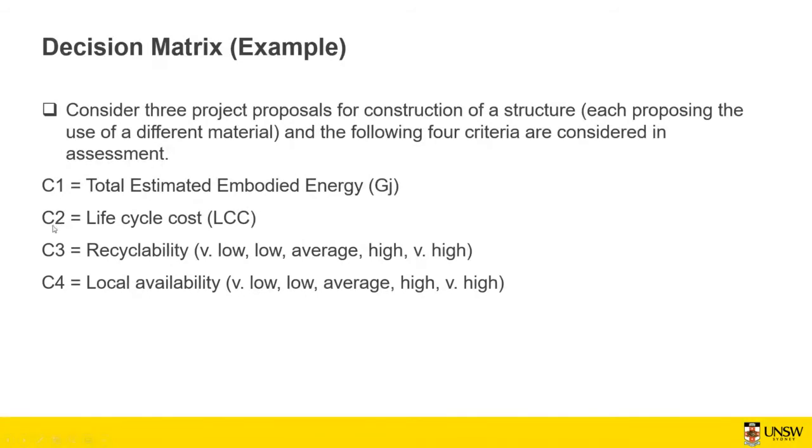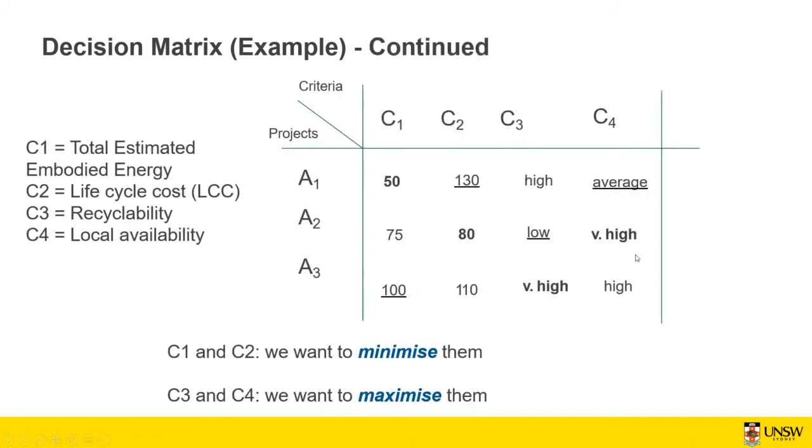As you can see, for C1 and C2 you can get values, so they are quantitative, and C3 and C4 are qualitative values, from very low to very high. So let's go step by step. First of all, we are going to make our matrix. We have different projects, A1, A2, and A3. You can also call them P1, P2, and P3. It doesn't make any difference. And you have 4 criteria, C1, C2, C3, and C4. For C1 and C2 you have the values, and for C3 and C4 you just did the assessment qualitatively.